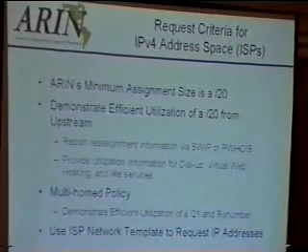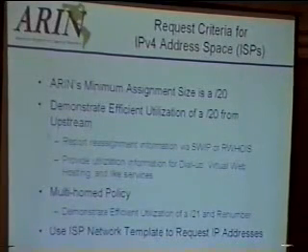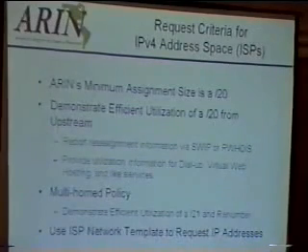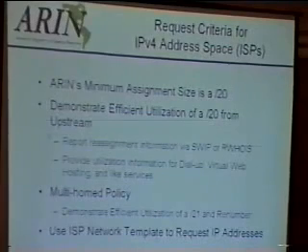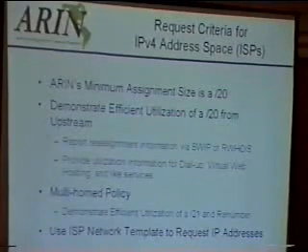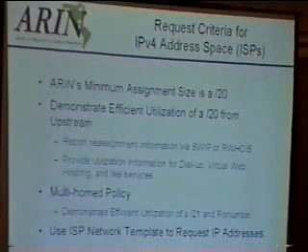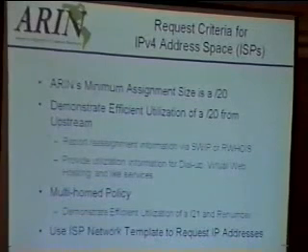Now, we also have a multi-homed policy. Instead of showing efficient utilization of a /20 from upstream, in this case you would show efficient utilization of a /21 from upstream, and demonstrate that you're multi-homed, that you have multiple providers, and that you have BGP speaking relationships with them, you have an AS number. Under this policy, renumbering is a requirement. You would be allocated a /20, /21 for renumbering, a /21 for growth.